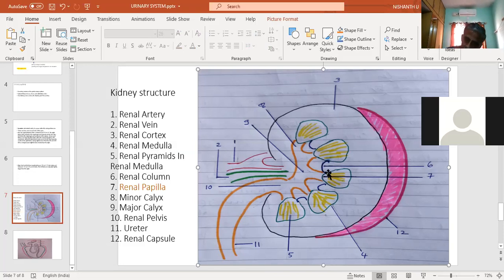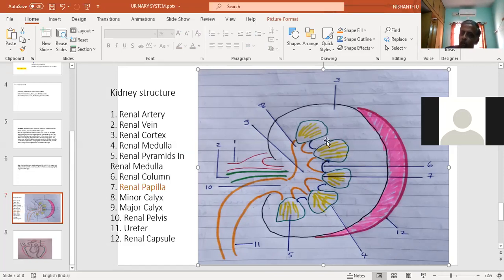That means this area, the space between the renal medulla, is packed with blood vessels. A lot of small renal arteries and arterioles will be present in between the renal medulla. I repeat again, this is renal cortex, and these are renal medulla. Inside the renal medulla there are lines, striations. They are called renal pyramids.